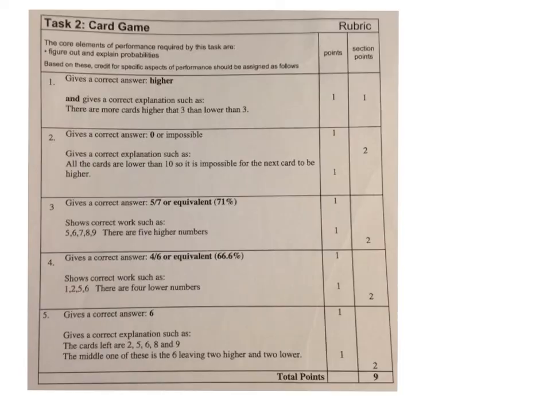All right, on the first one, did we give the correct answer? Higher, and the answer is yes, so there we go. And the correct explanation was there are more cards higher than 3 than lower. All right, on number 2, did we give the correct answer of 0 or impossible? And yes, we did. That was fun. And then basically all the cards are lower than 10, so it's impossible for the next card to be higher, and we said that.